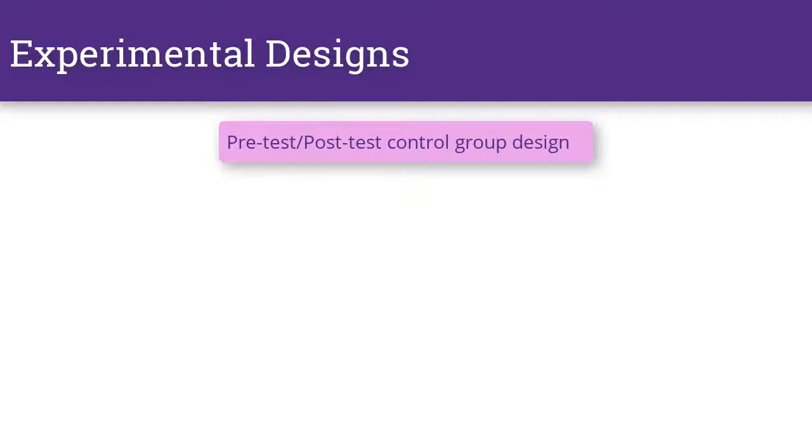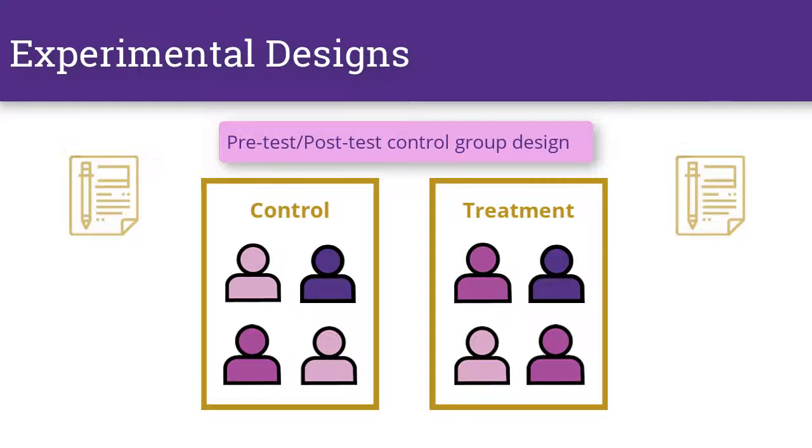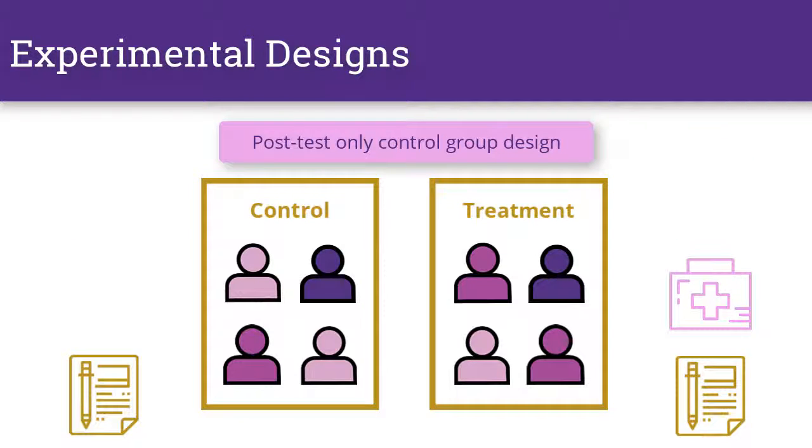Pre-test, post-test control group designs involve a control group and a treatment group. Both groups complete a pre-test, but only the treatment group receives the treatment under study. Both groups then complete a post-test. Post-test only control group designs are different in that study participants do not complete a pre-test.